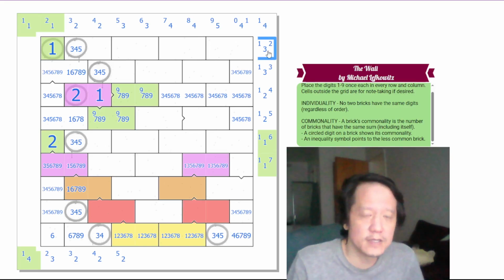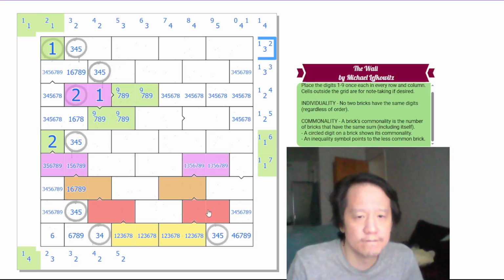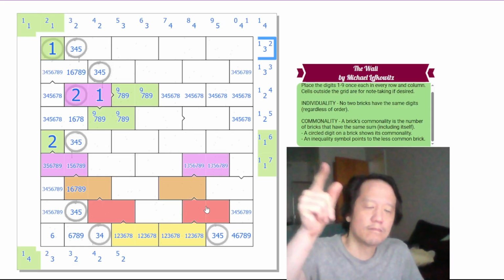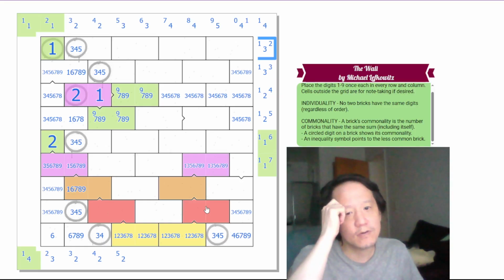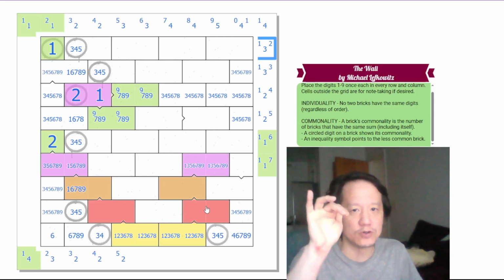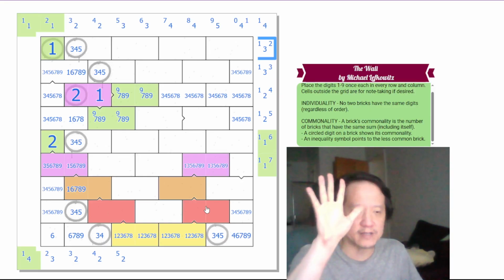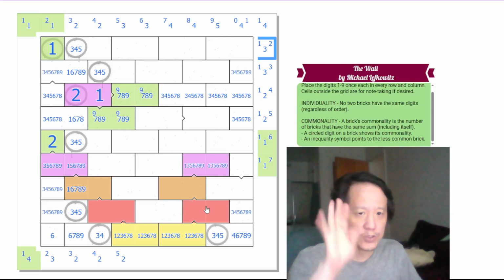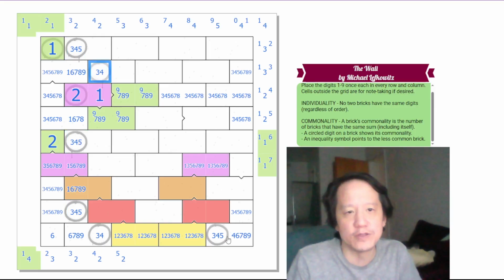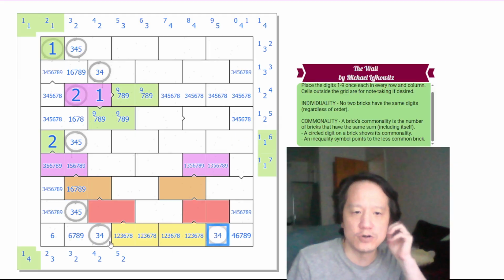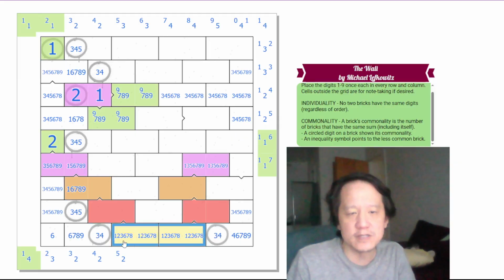So if that's the case, there's only one 5 commonality, 5. With a 5 in the circle, right? The only 5 commonality sum is 9. So we are guaranteed it in one of these. So this has to be a 3-4 pair here. So these are all 3-4. That means this cannot be 3 and 6 because of the 3-4 pair in the box, or in the row.